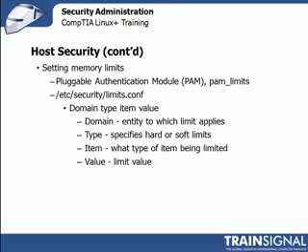The lines in this file have 4 fields. The first is domain, which is the entity to which the limit applies. Then you have type, which specifies hard or soft limit. Then you've got item, which is the type of item being limited. And the last one is value, which is the value of the limit. Let's go back to our terminal and take a quick look at this file.